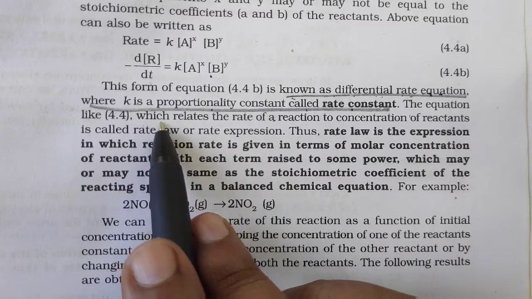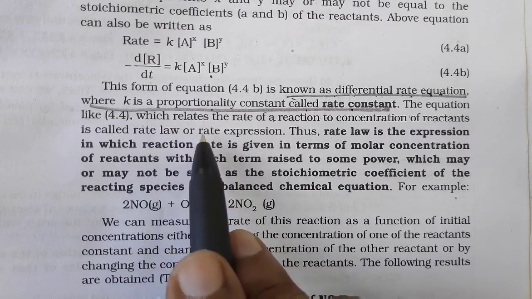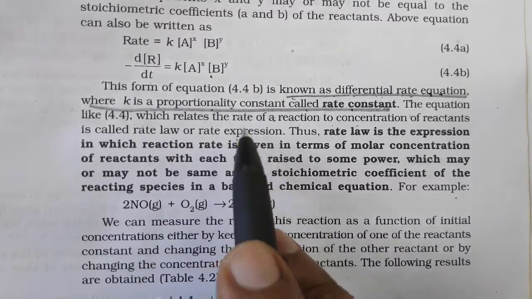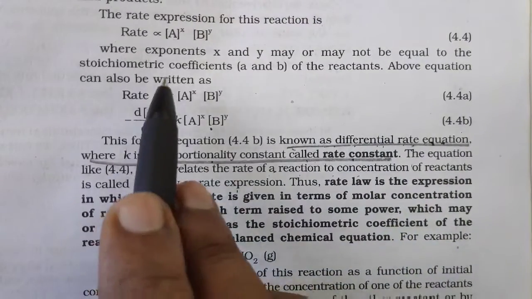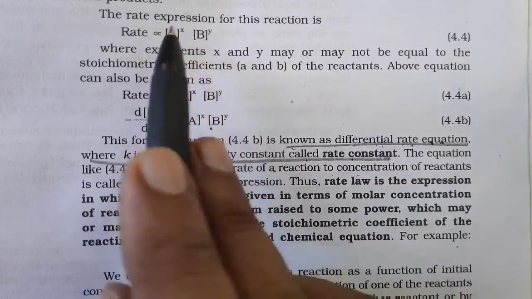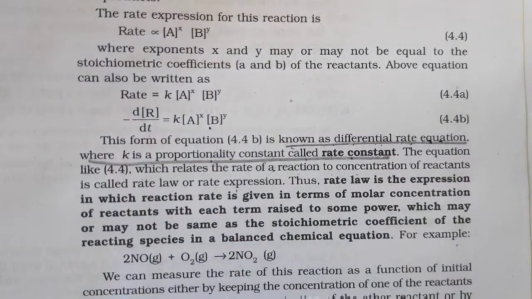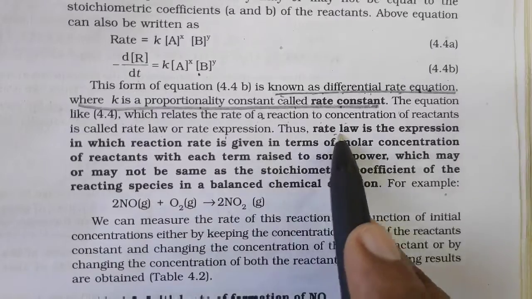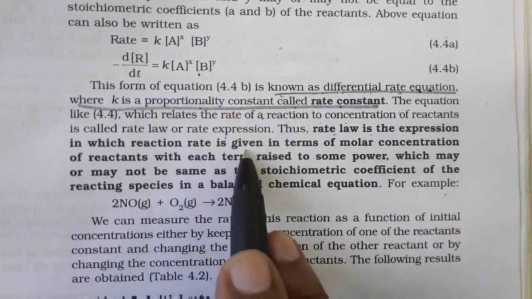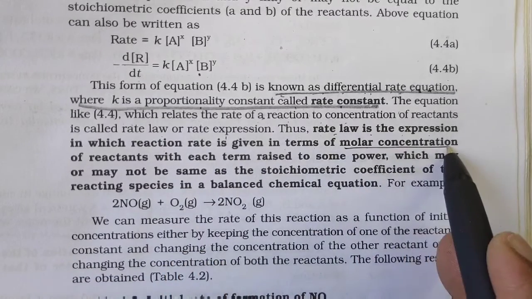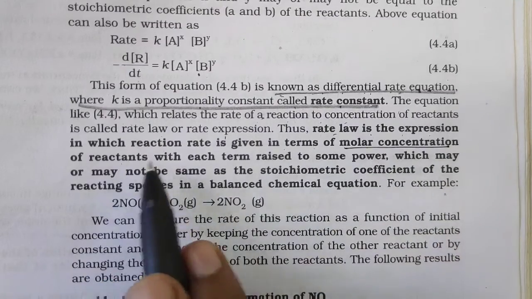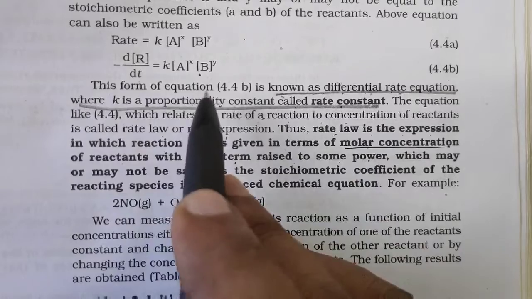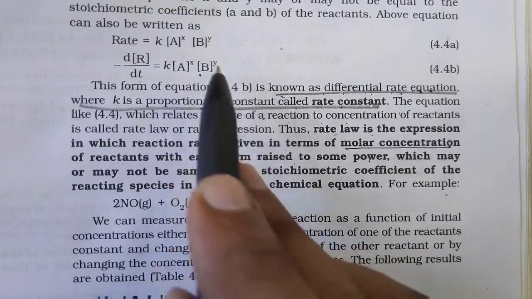The equation like 4.4 which we have seen, which relates the rate of a reaction to the concentration of reactants, is called the rate law or rate expression. This part we are talking about, 4.4, is called the rate expression or rate law. Now the definition given here: rate law is the expression in which the reaction rate is given in terms of molar concentration, that is molarity, of reactants with each term raised to a power. Each term raised to a power means we are talking about this part, right?